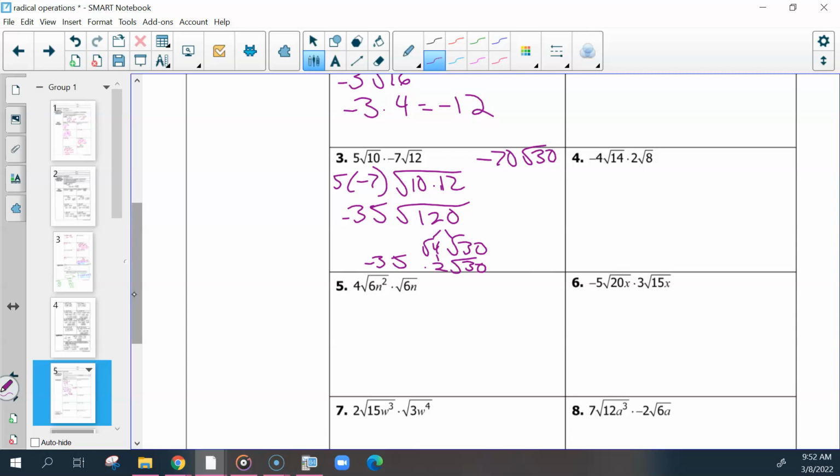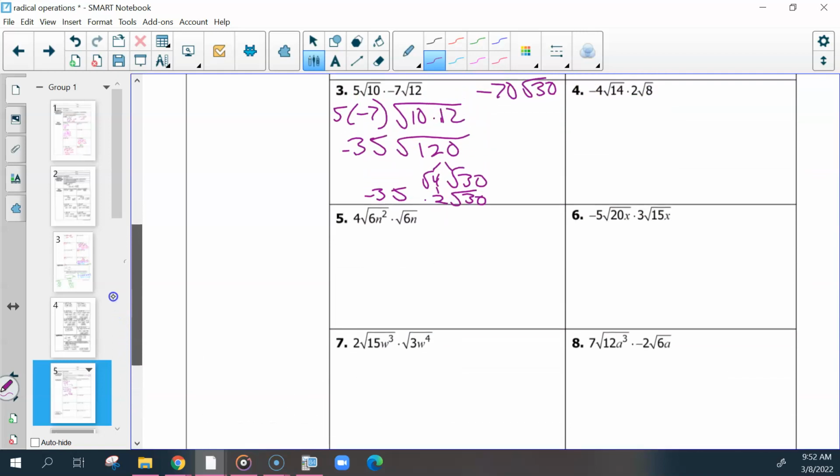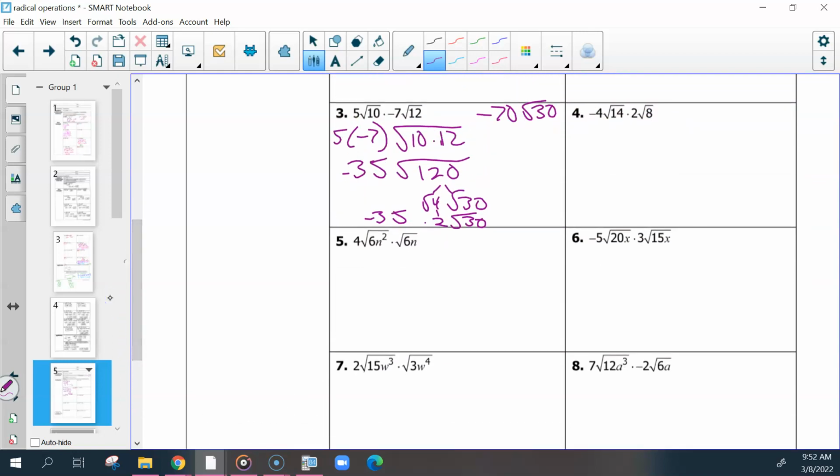We'll see if we have time for two more of these. For number 6, now we have variables. So we're going to do the same process, but then think about what happens with our variables. We will have to combine them, yes.